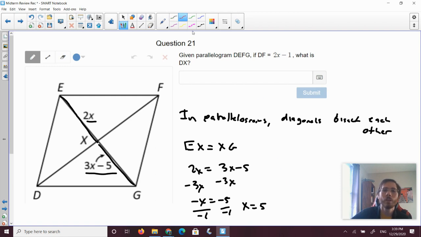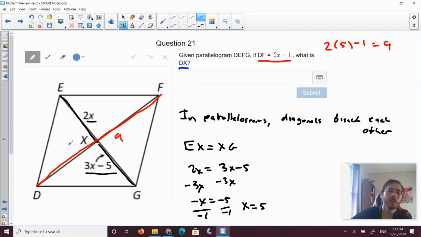Okay, so DF up here it says is 2x minus 1. So that's this whole length. Well, if I plug 5 in for x, I get 9. So I know this whole length is 9.